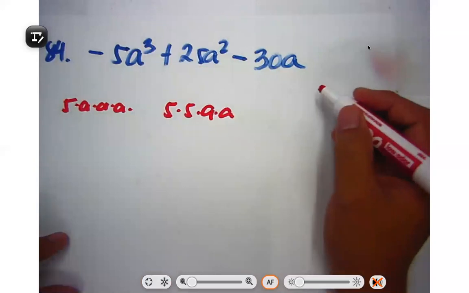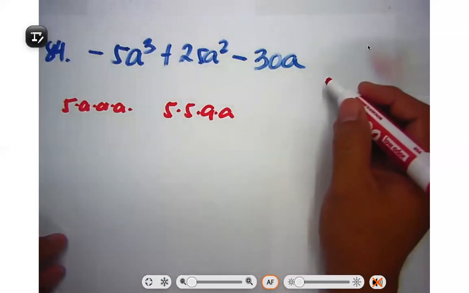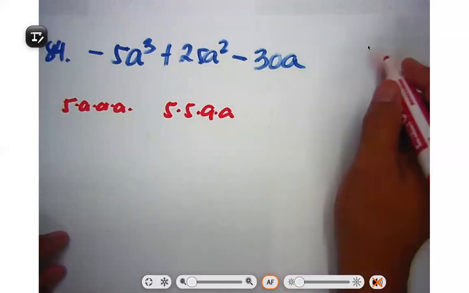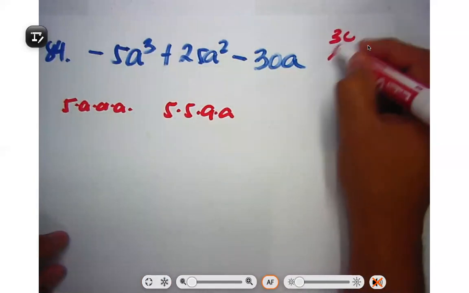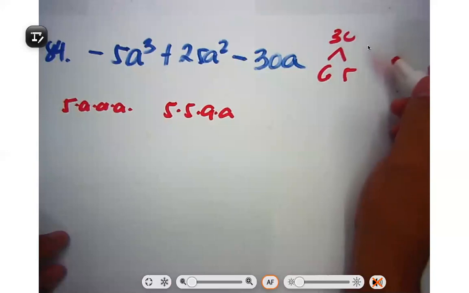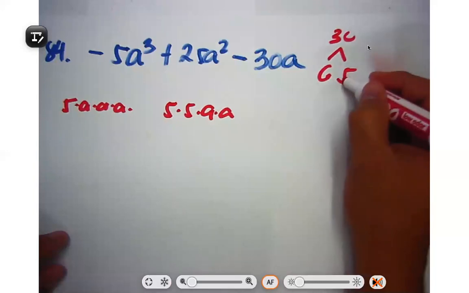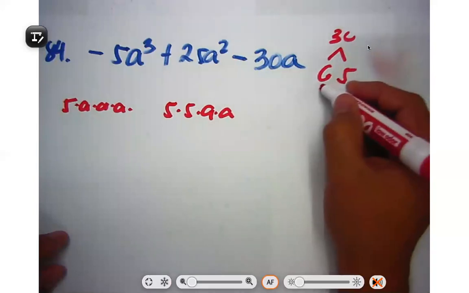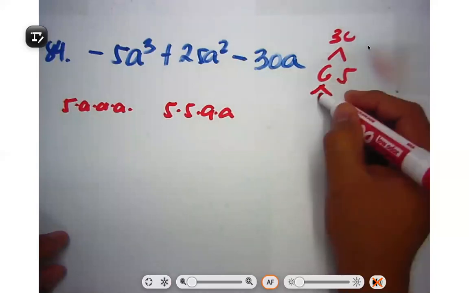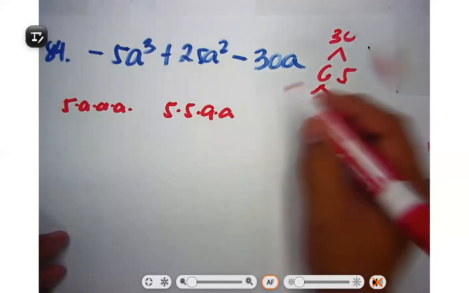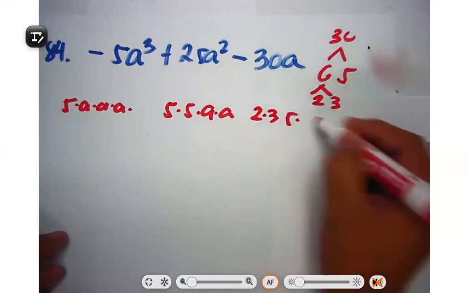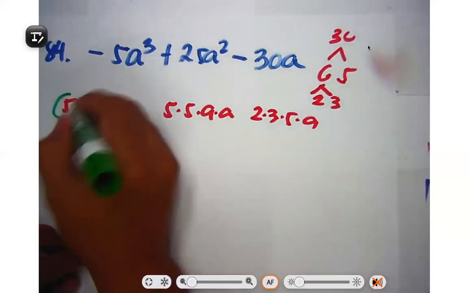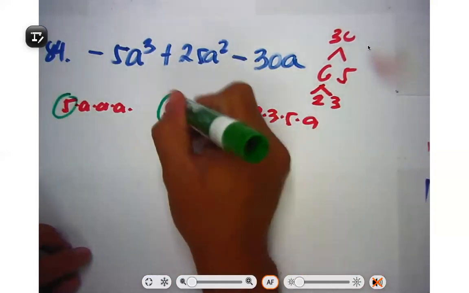Let's look at 30. For 30, you can start from 6 times 5. Two numbers that will give you a product of 30 are 6 and 5. And of course, when you factor 6, you have 2 times 3. So that's 2 times 3 times 5 times a. Let's circle the common factor here. We have 5. You see 5, 5.